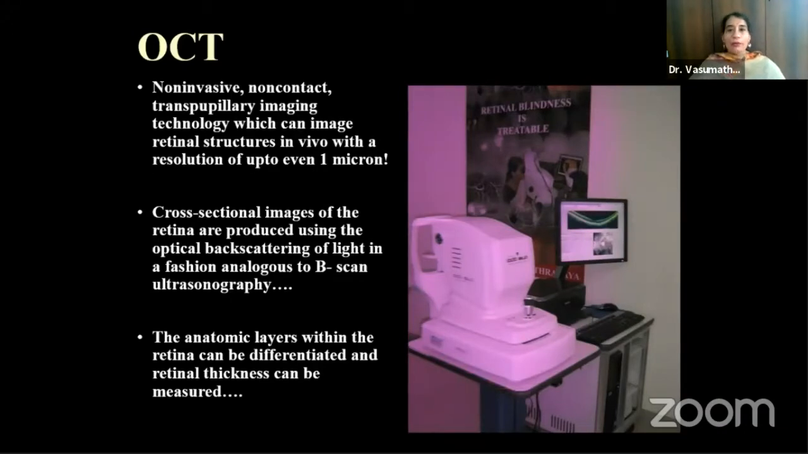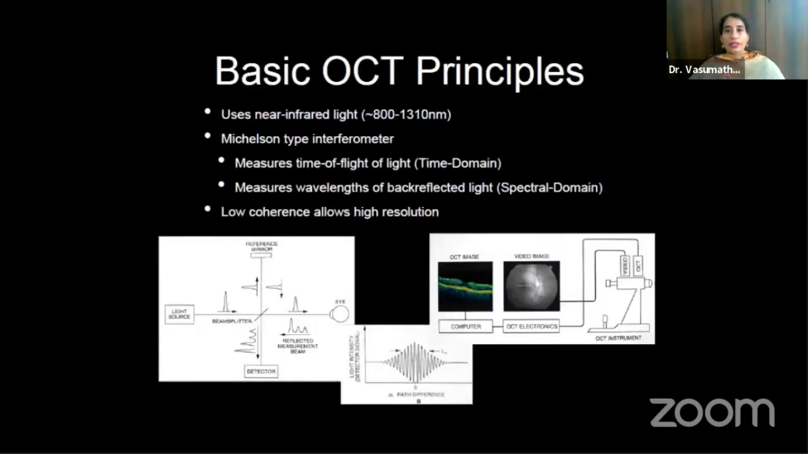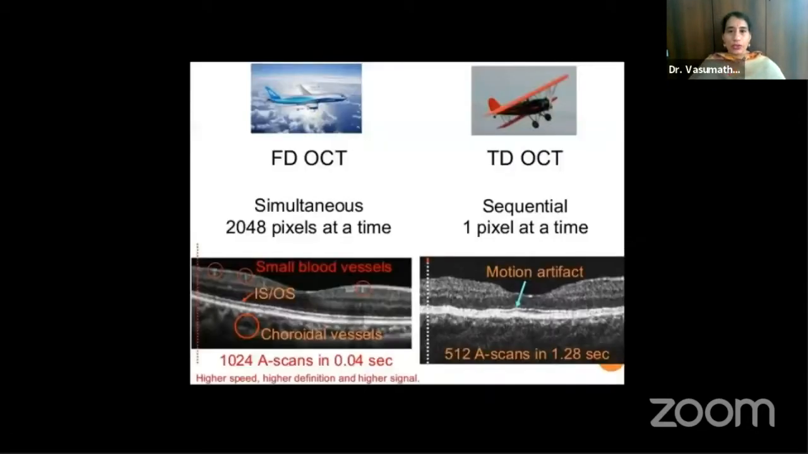And the resolution can go up to as much as 1 micron, and it uses near-infrared light. It's a totally non-invasive Michelson type interferometer. We had the initial time domain OCT, which measured the time of flight of light, and now we have spectral domain, which measures the wavelengths of back reflected light, and now we've moved on to swept source OCT also. So this is the Fourier domain or the spectral domain OCT.